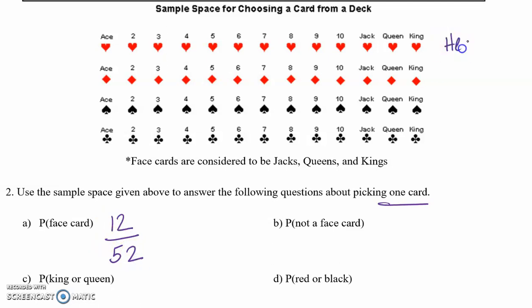One thing I did not mention is that there are 4 suits. And these are the names of the suits. So it's hearts, diamonds, spades, and clubs.